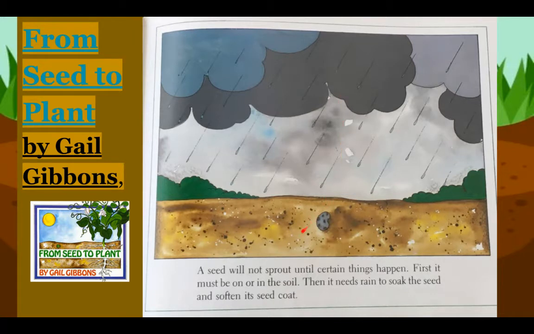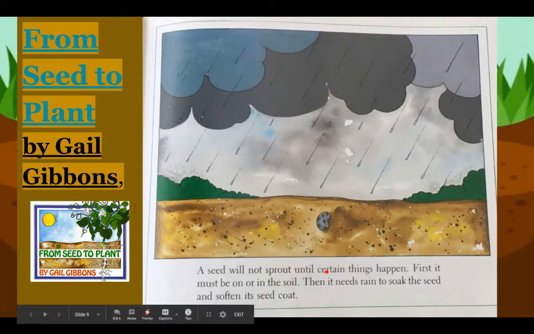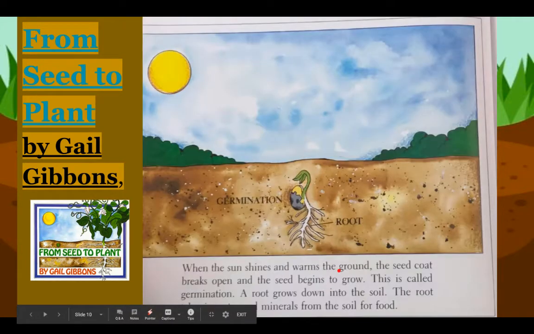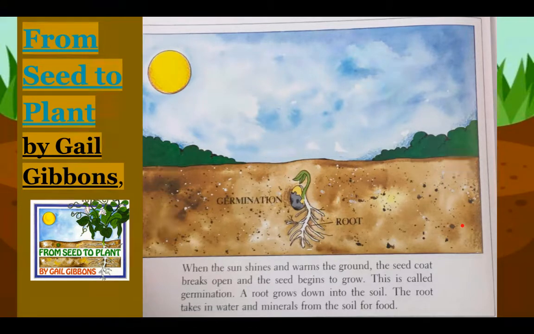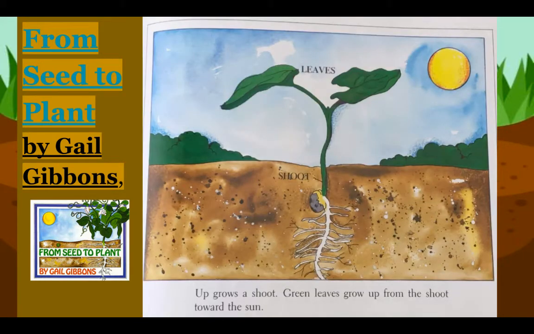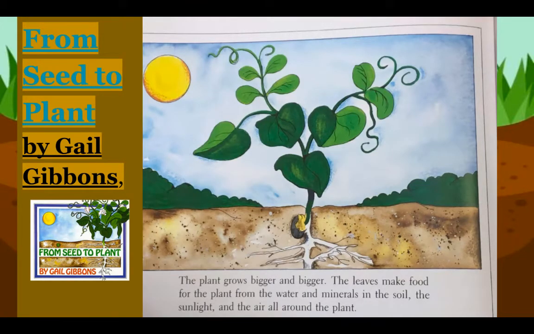A seed will not sprout until certain things happen. First, it must be on or in the soil. Then it needs rain to soak the seed and soften its seed coat. When the sun shines and warms the ground, the seed coat breaks open and the seed begins to grow. This is called germination. A root grows down into the soil. The root takes in water and minerals from the soil for food. Up grows a shoot. Green leaves grow up from the shoot toward the sun. The plant grows bigger and bigger. The leaves make food for the plant from the water and minerals in the soil, the sunlight, and the air all around the plant.